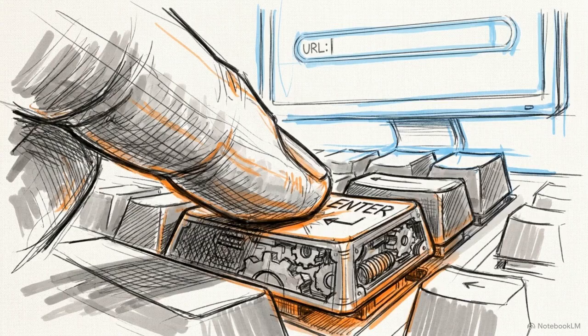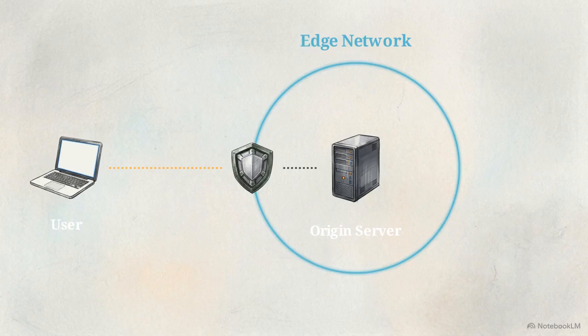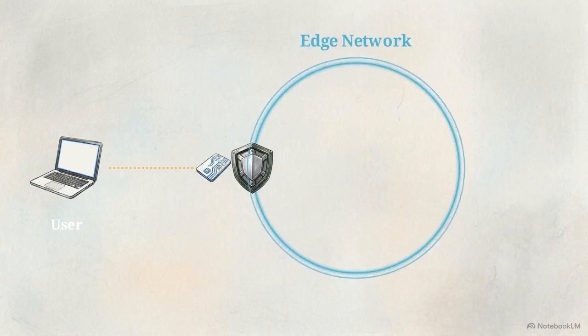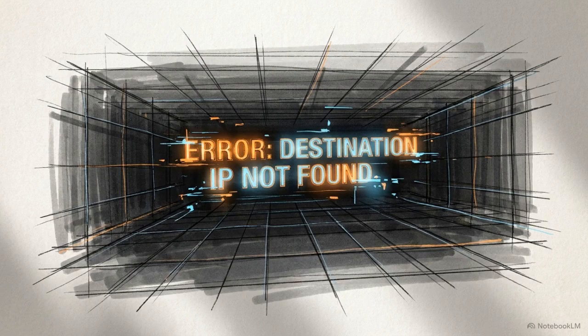The process begins the millisecond you type a domain into your URL bar and hit enter. As this animation shows, your request does not travel to the destination. It is abruptly halted at the closest geographic edge node. By intercepting the connection here, the true IP address and physical location of the origin server remain hidden. You cannot attack a target you cannot find.